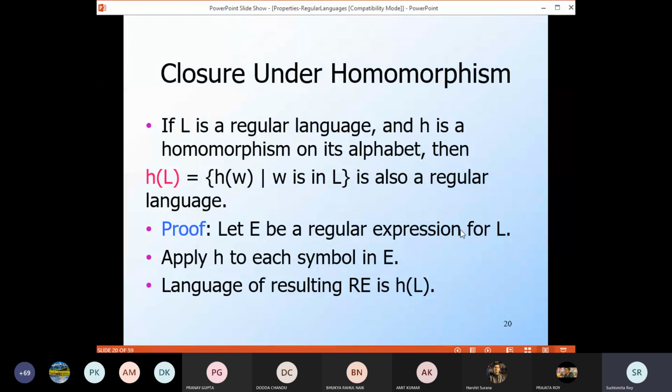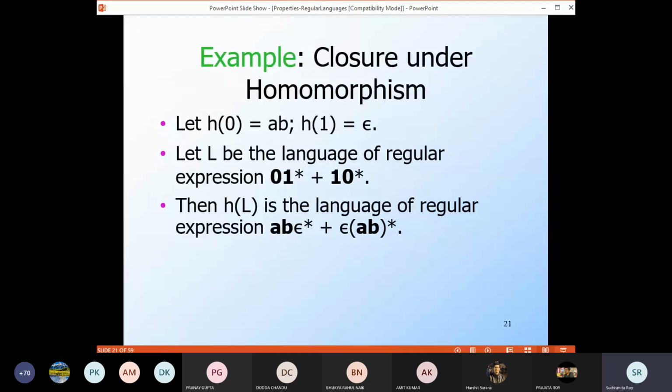So let E be a regular expression, apply H to each symbol. The resulting regular expression is HL. That is simple. That is how you obtain the proof. This is not really the proof, it is the outline of the proof. This is for proving it through regular expressions, but we'll also look at a proof by construction.